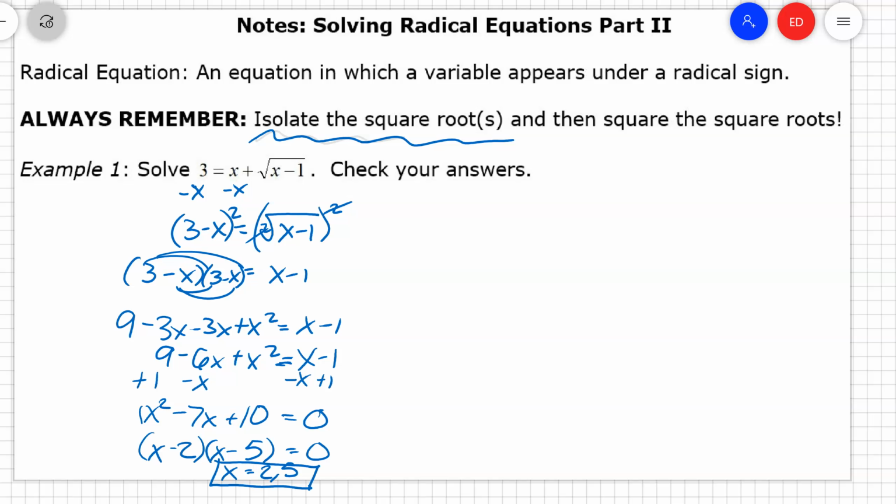So those are our solutions, but remember, one of them is an extraneous solution, so we have to figure out which one is by checking our answer.